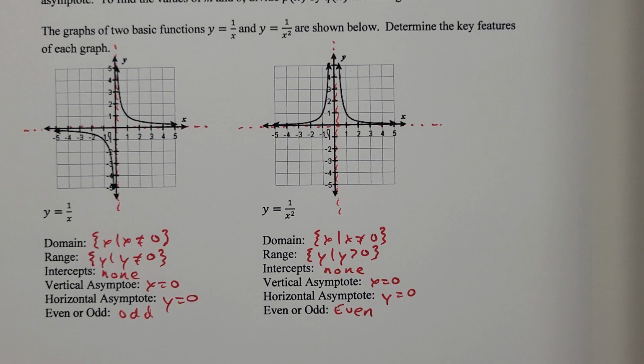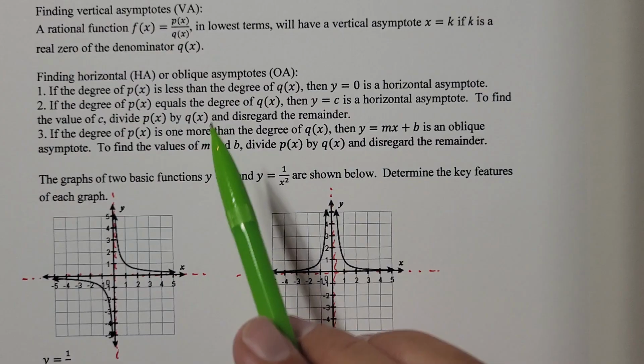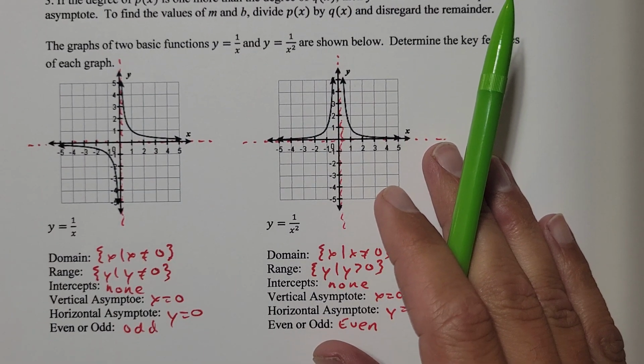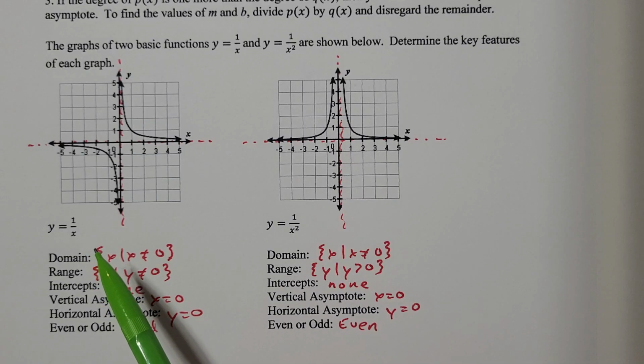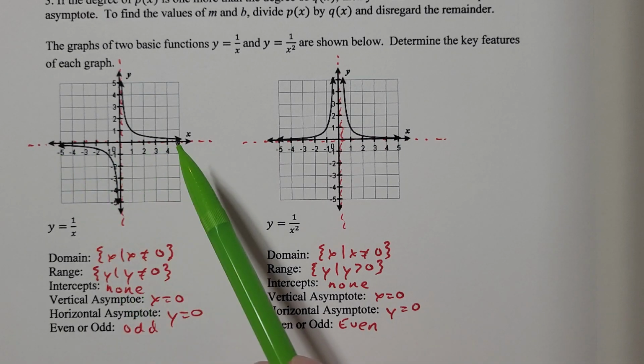Now, a horizontal asymptote, I'm comparing the degree of the top to the degree of the bottom. The degree is the largest power of x that I see. So with y equals 1 over x, the degree up top is 0. I don't have any x's up top. And the degree of the bottom is 1. 0 is less than 1. So y equals 0 is going to be a horizontal asymptote. And that's what we got here.